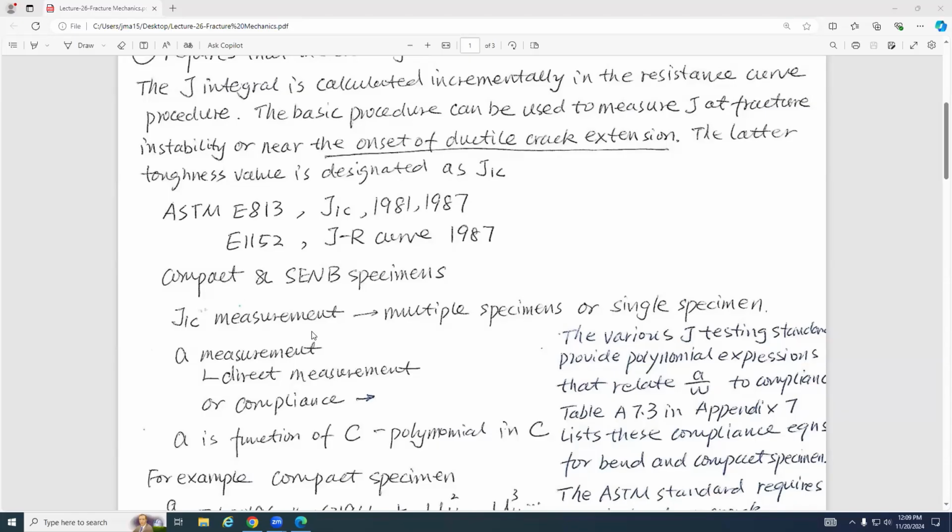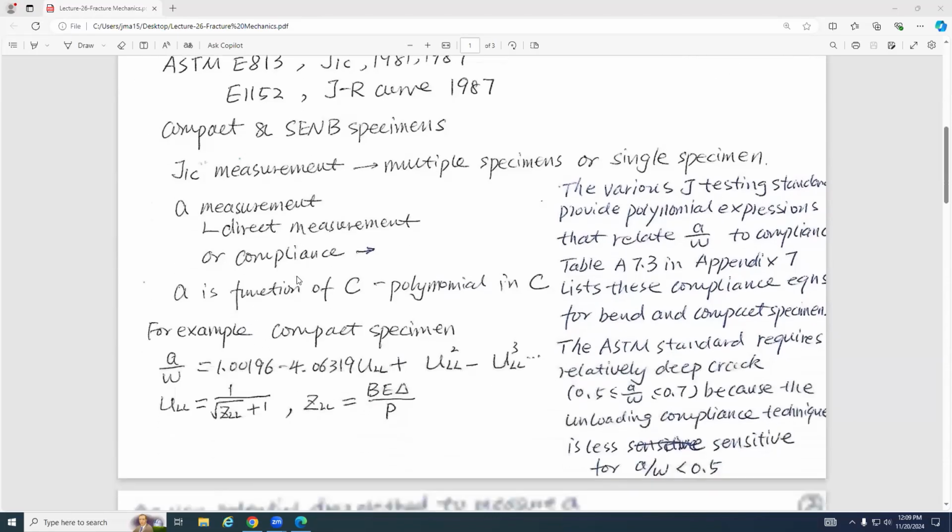For all the other specimens, we have SENB. SENB is a single edge notched bend specimen. That is, we have a beam, we have a single edge notch, and we bend it. That's SENB. We also have a disc, and we also have an arc. And the fifth one is the tension specimen. The tension means that this is a specimen where we have a through thickness hole. So we totally have five different specimens. But here we focus on compact and SENB.